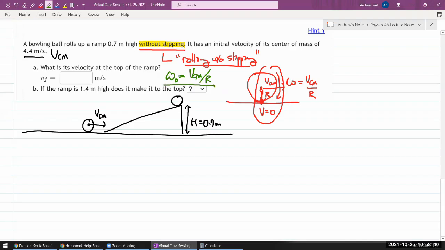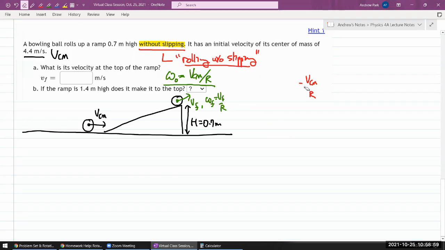And this condition will be enforced throughout the motion up until when it reaches the top and it's moving at some final speed v final. We would still have that the angular velocity final is v final divided by r. So we need that. And I think that's the complete description of the setup.